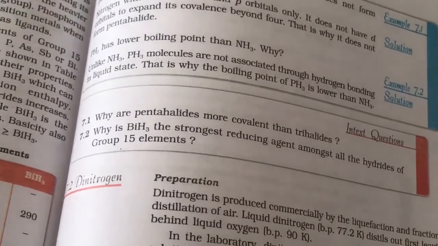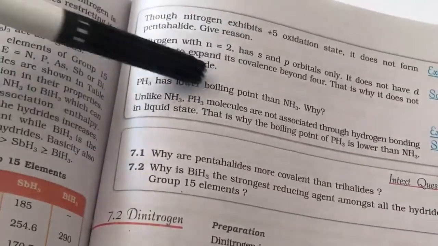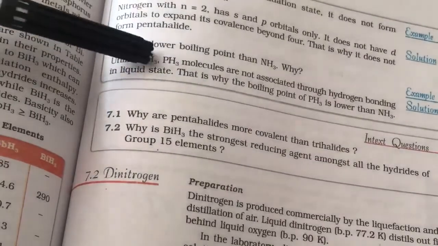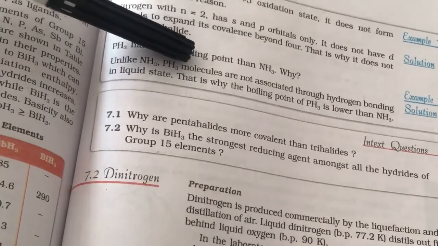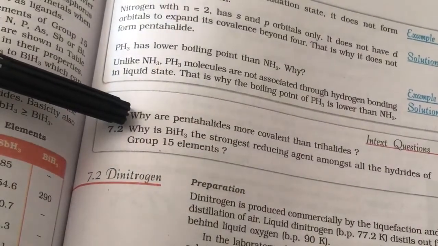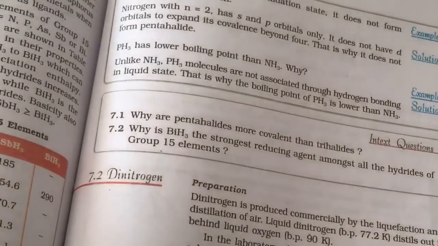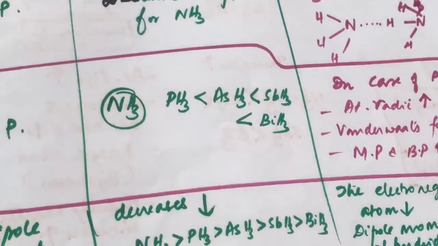Why does PH3 have a lower boiling point than NH3? Unlike NH3, PH3 molecules are not associated through hydrogen bonding in the liquid state. This is why the boiling point of PH3 is lower than NH3. I hope you understood. Now, why is it that it is not forming hydrogen bonding? That we will study in detail in the coming classes.